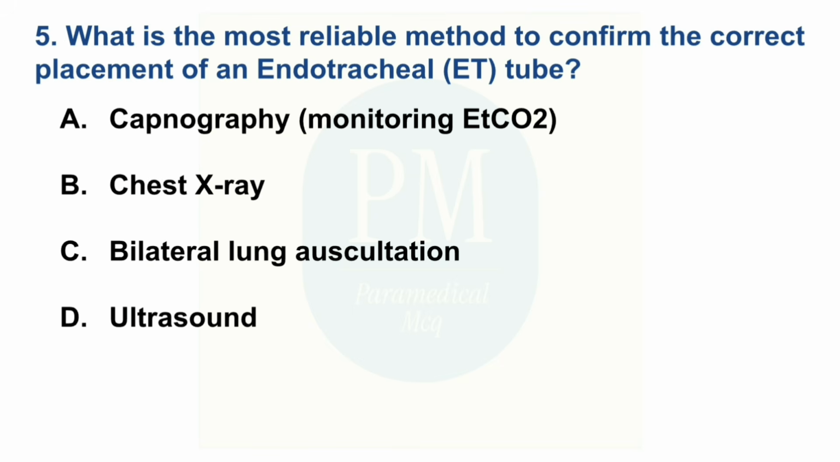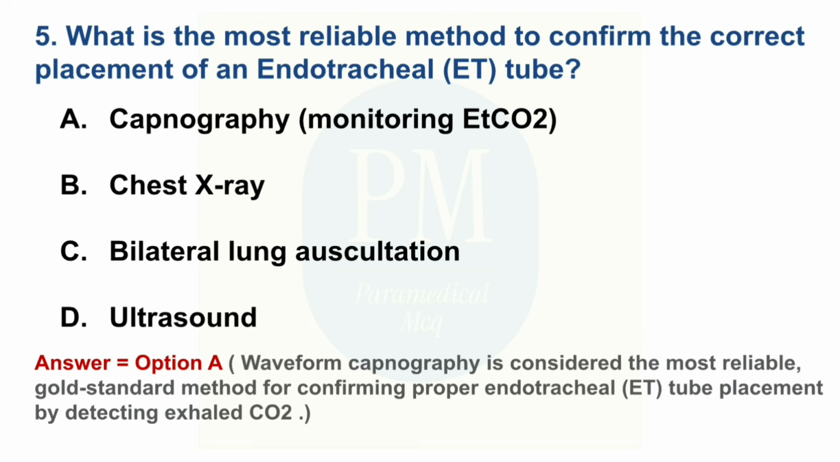What is the most reliable method to confirm the correct placement of an endotracheal, ET, tube? Option A, capnography monitoring, EtCO2; option B, chest X-ray; option C, bilateral lung auscultation; option D, ultrasound. The correct option is option A, capnography monitoring, EtCO2.